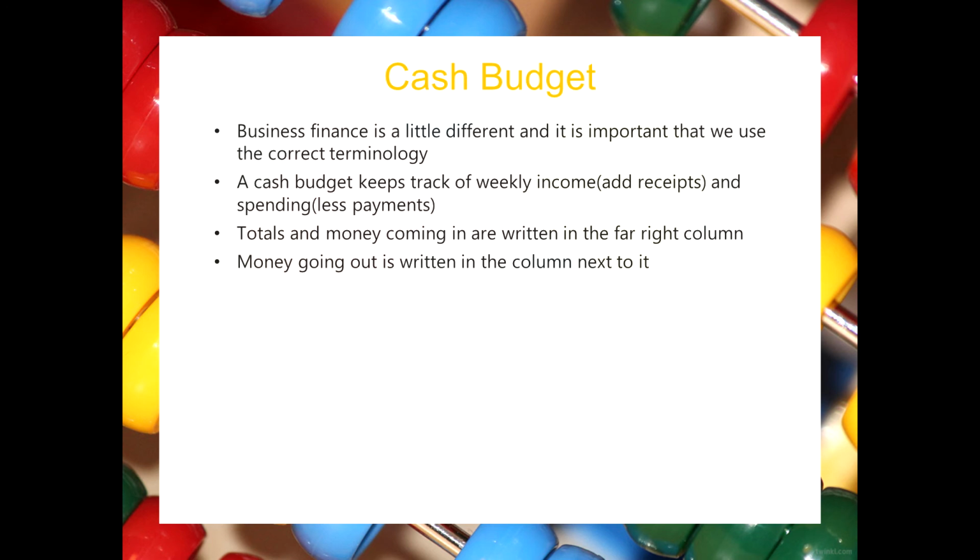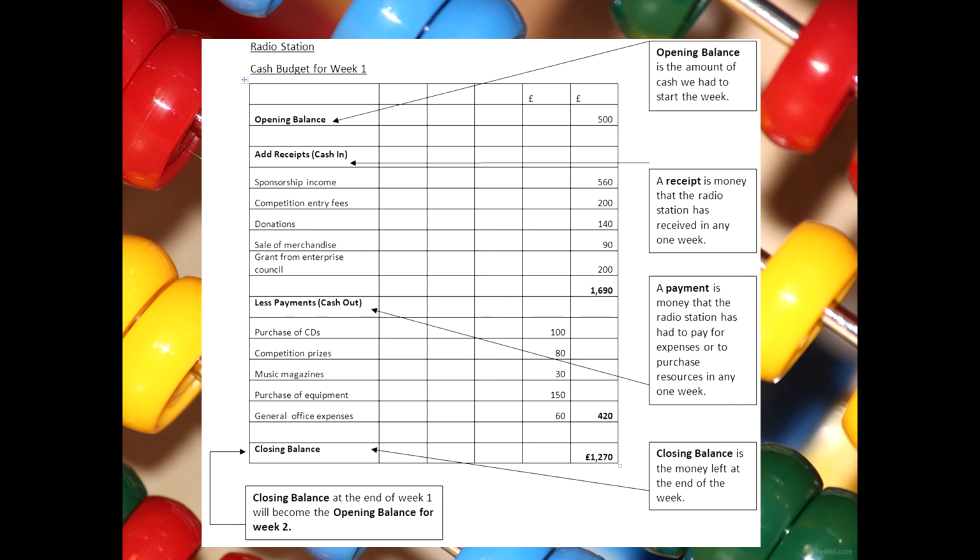And the next bit is cash budgets, which is to do with running our businesses, in this case running our radio station. So our cash budget keeps track of weekly income, which is called add receipts, and spending, which is called less payments. I think accountants just like using these funny words. So totals and money coming in are written in the far right column, money going out is written in the column next to it. On the next page we get an example of that.